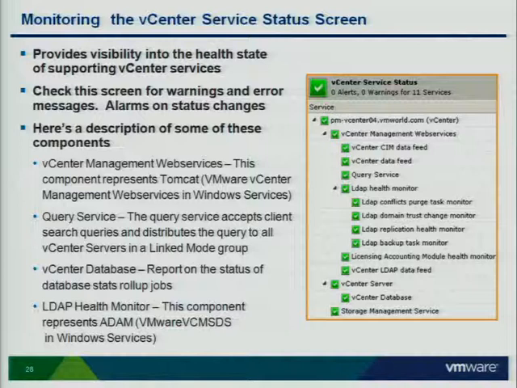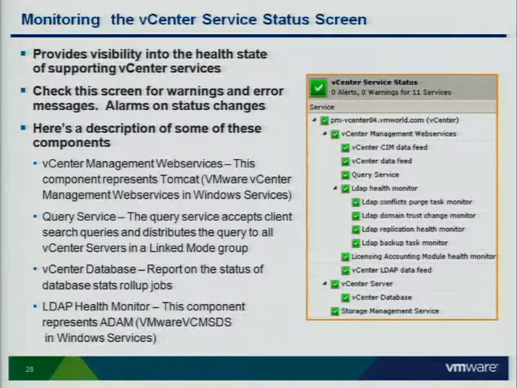The second one is something called a query service, and the job of the query service is to accept client requests, like search queries, for example, and then, even in a linked mode setup, distribute them across the other vCenter servers in the environment. The third one represents the vCenter database. This actually monitors the status of database rollup jobs. Ashwin covered a little bit on that.